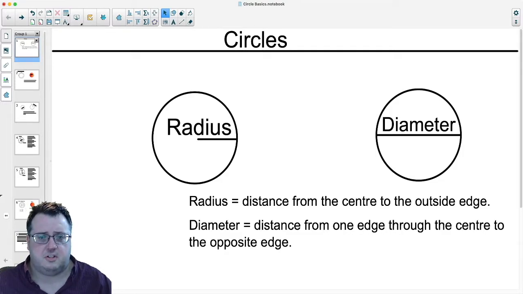So we've got two pictures of circles here. One of them showing what's known as the radius, which is the distance from the center to the outside edge, and the diameter, which is the distance from one edge through the center to the opposite edge. And it will generate two semicircles. So that's what's important to know about the diameter. You need to know those definitions as to what a radius and what a diameter is.